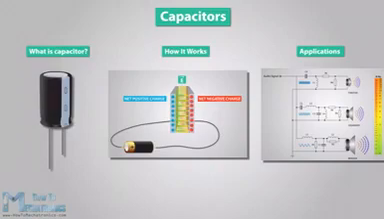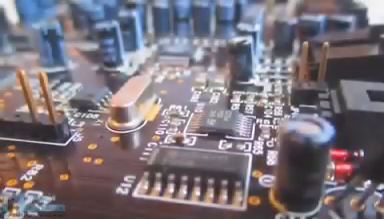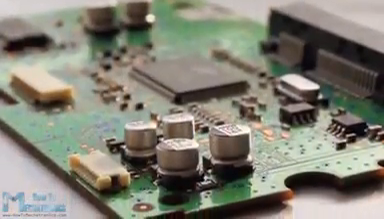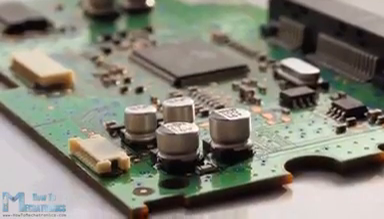In this tutorial, we will learn what a capacitor is, how it works, and take a look at some basic application examples. There is almost no circuit which doesn't have a capacitor on it, and along with resistors and inductors, they are the basic passive components that we use in electronics.